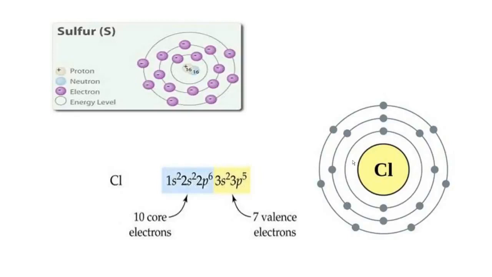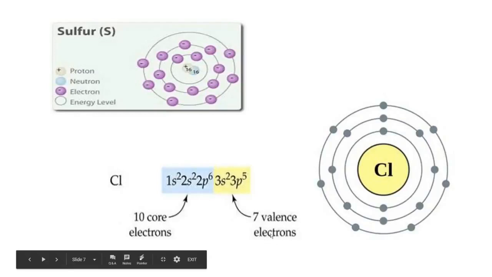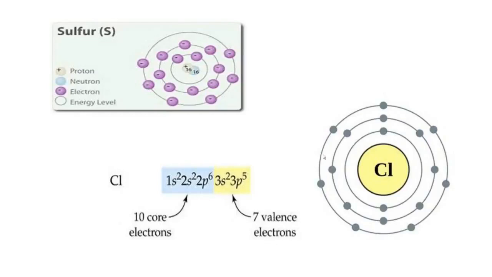Now chlorine, you can see that there are 7 valence electrons. So it has only one vacancy available and it can have a -1 oxidation state.